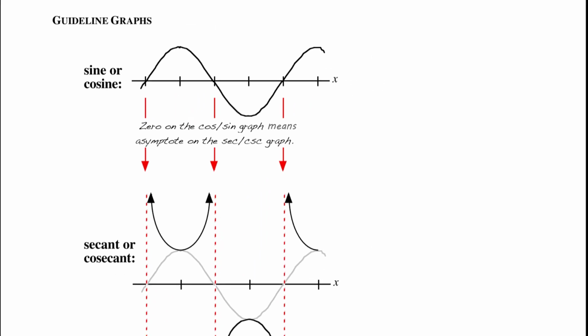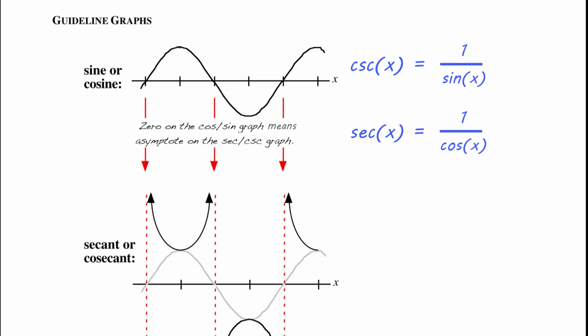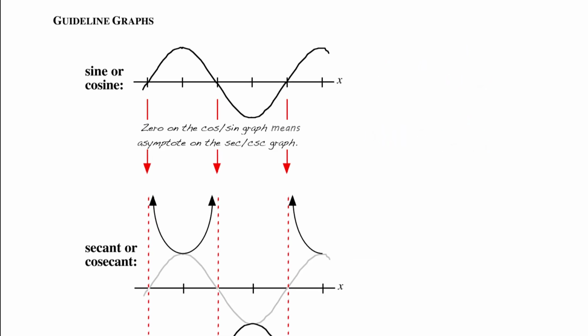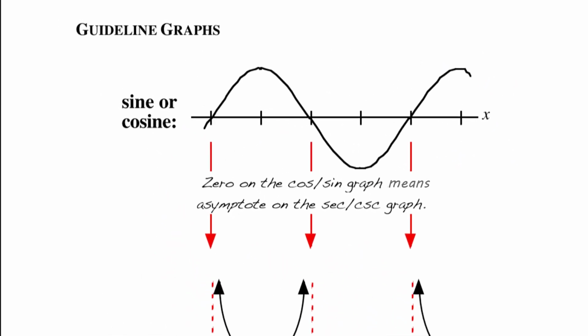Okay, now let's take a look at some features of the cosecant and the secant graphs. The first thing, and very important to know, is that because cosecant is 1 over sine, we use the sine graph as a guideline for cosecant. Likewise, because the secant is the reciprocal of the cosine, we use the cosine graph to help us find the secant. So let's take a look at this graph. It's either a sine or a cosine. I can't tell which because there's no y-axis.